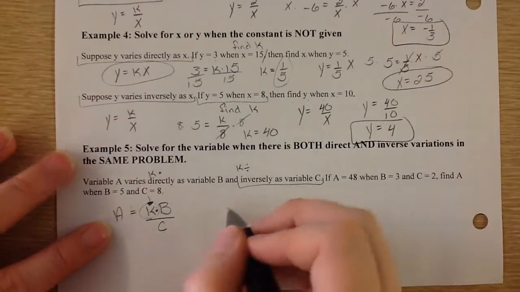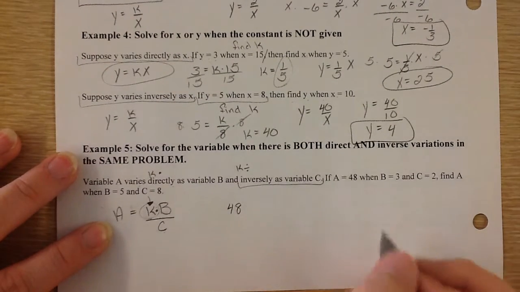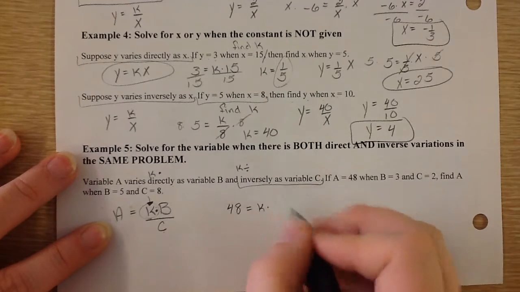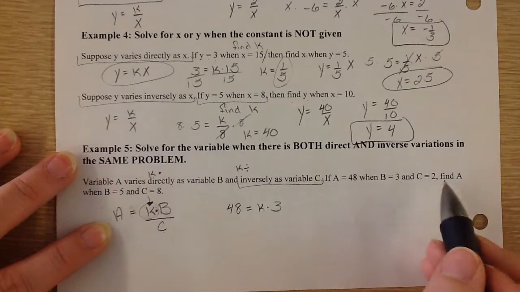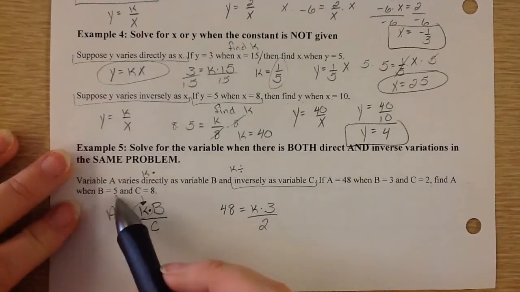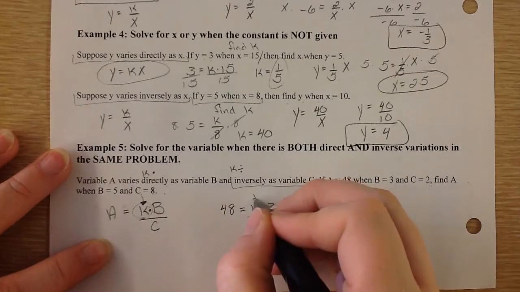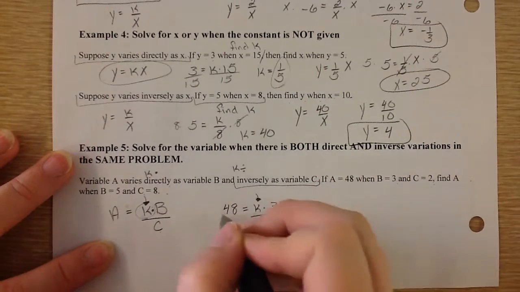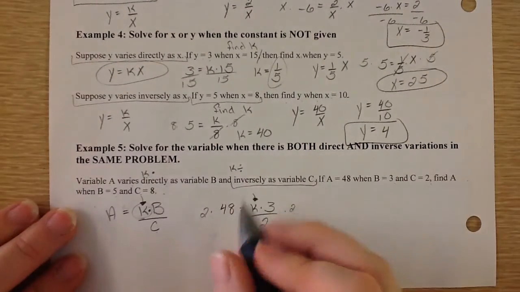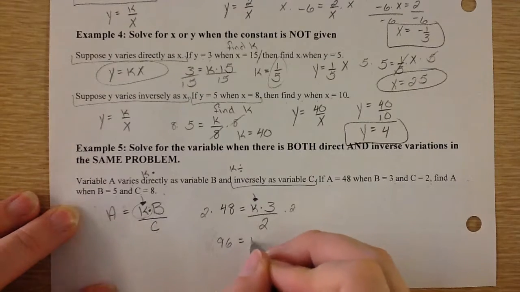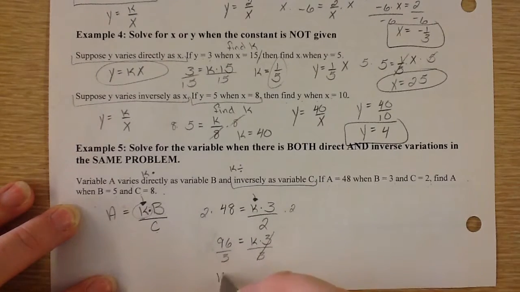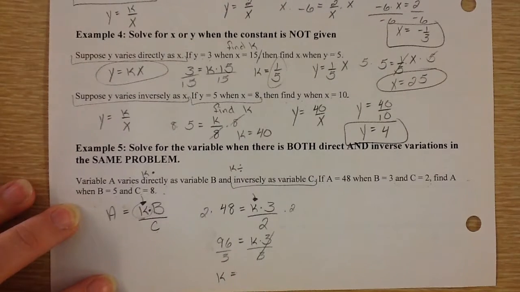But if A equals 48, when B equals 3 and C is 2, so I don't know K, but B equals 3 and C is 2. We need to find A when B is 5 and C is 8. So first steps first, find K. So I'd have to multiply both sides by 2. 2 times 48, 96 equals K times 3. Now divide both sides by the 3.